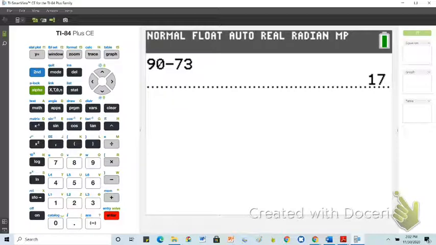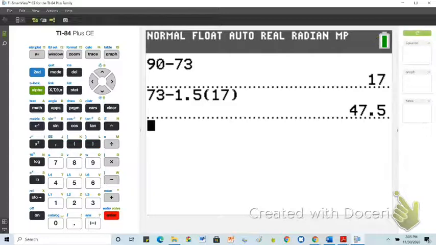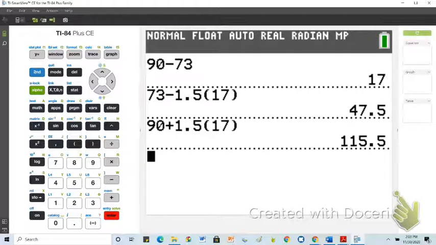So I need to find my lower bound and upper bound. So lower bound, I take my Q1 and subtract 1.5 times my IQR. And my upper bound is my Q3 plus 1.5 times my IQR. So all of my data should fall between 47.5 and 115.5. You'll notice my min was 42.